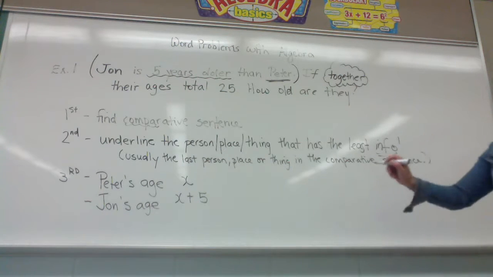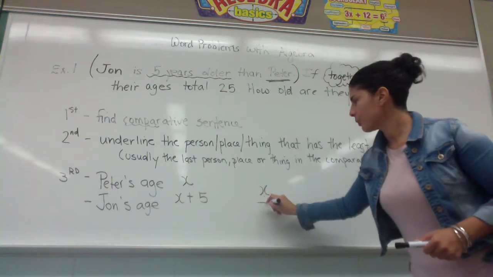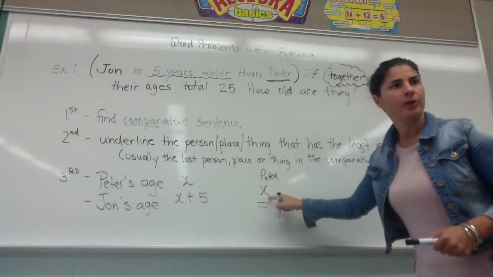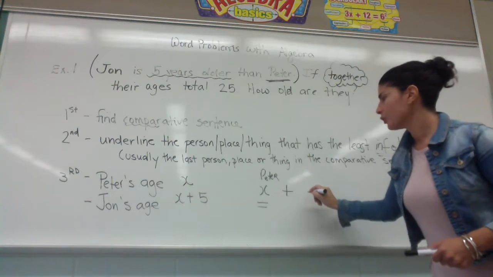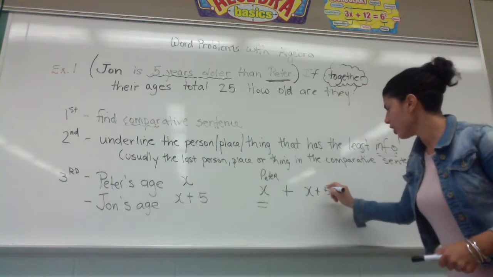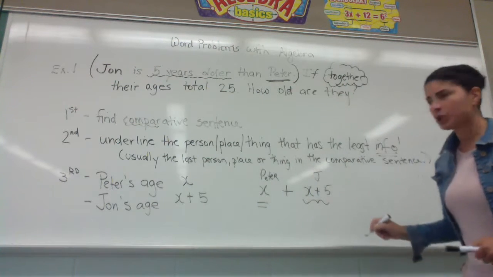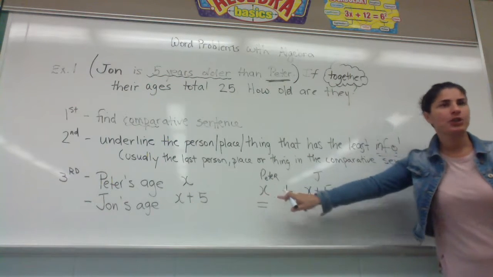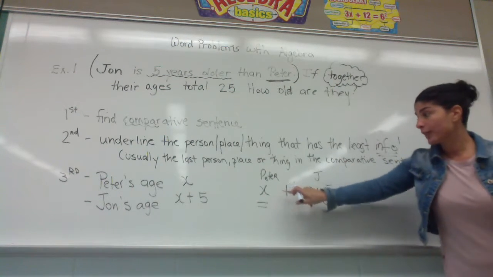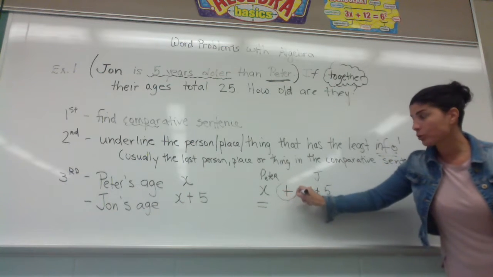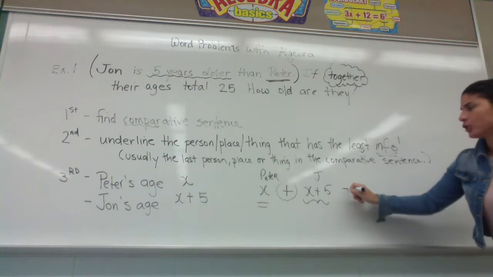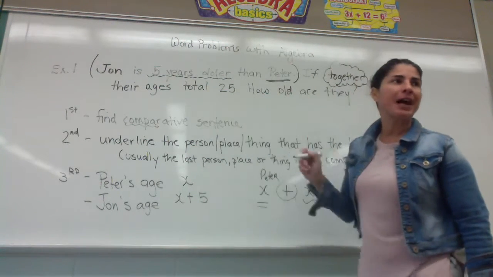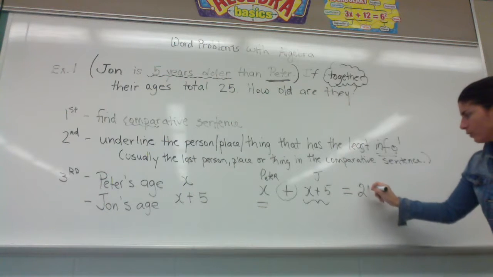So look what happens. I'm going to add X. Here's Peter. You see Peter? Hi, Peter. Plus John. Hey, John. This is John, the big J. Peter's age, John's age. Together, they total 25. So we go 25.